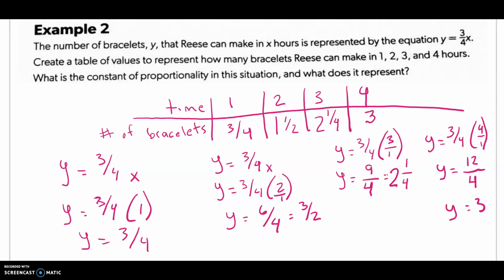Our next step is to identify the constant of proportionality. And remember, that's just the unit rate. When x equals 1, what's the y? And that's our constant of proportionality. We don't have to do any additional work because in our table, we have the value of y when x equals 1, which is 3/4. The equation also tells us the constant of proportionality. So the answer to this problem is the constant of proportionality is 3/4, and it represents the number of bracelets Reese can make per hour.